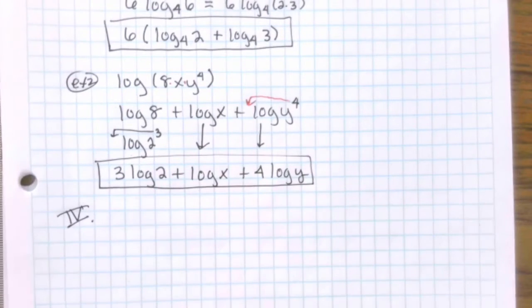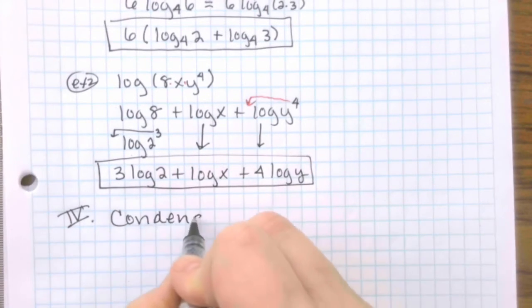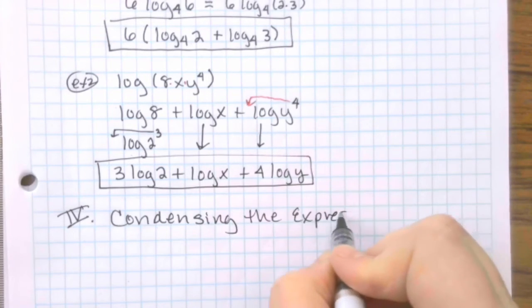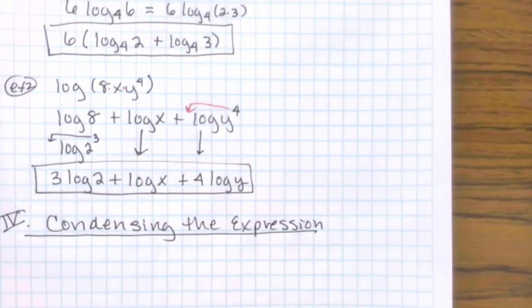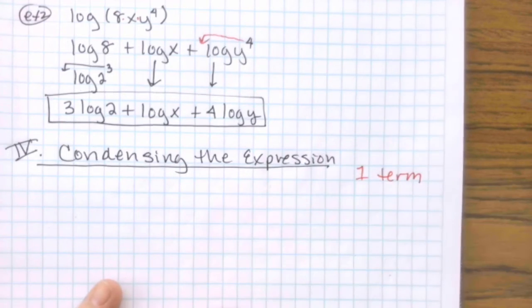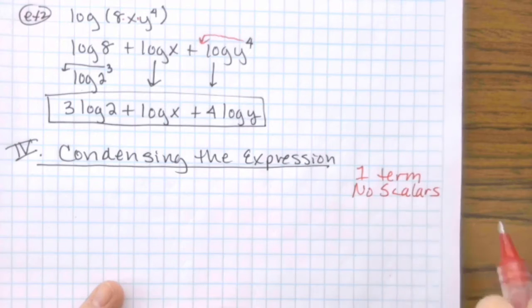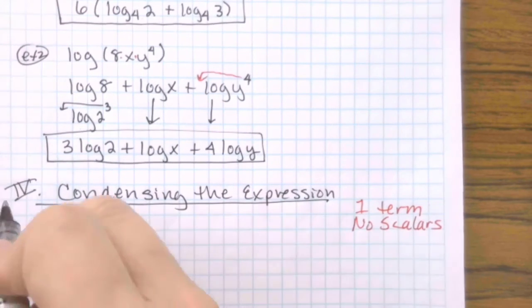All right, Roman numeral 4, condensing. Condensing the expression. And your goal for this is you want it to have one term at the end with no scalars. All right, example.